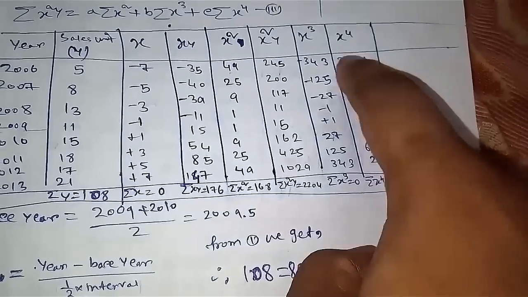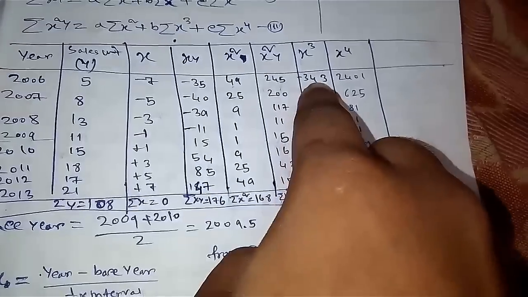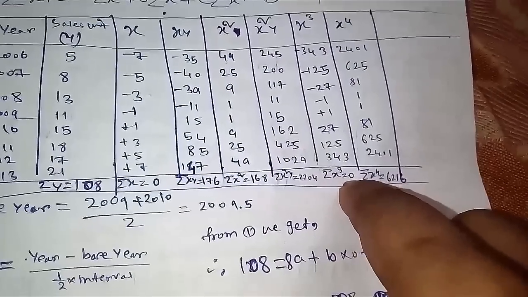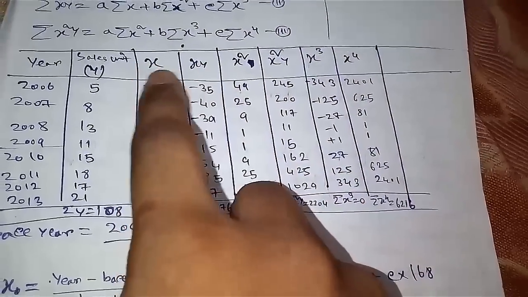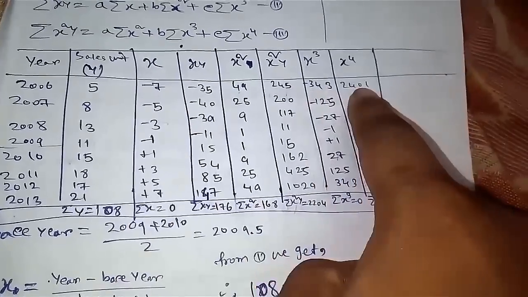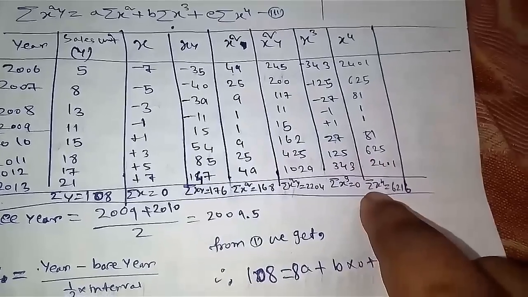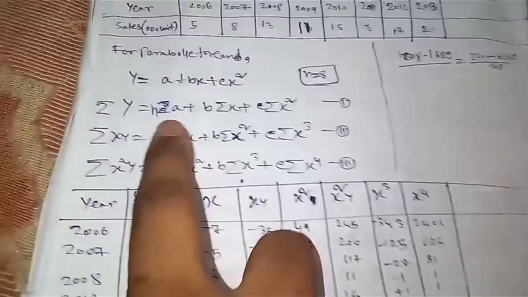And at last we have to calculate summation x cube also, continuing in that way. For x cube we put the values over here, and at last summation x cube will be 0. And for summation x to the power 4, we have to calculate for all values of x to the power 4, and at last summation x to the power 4 will be 6216.